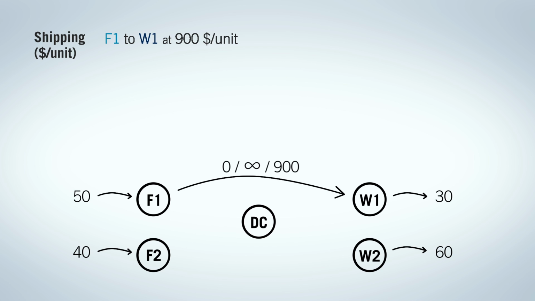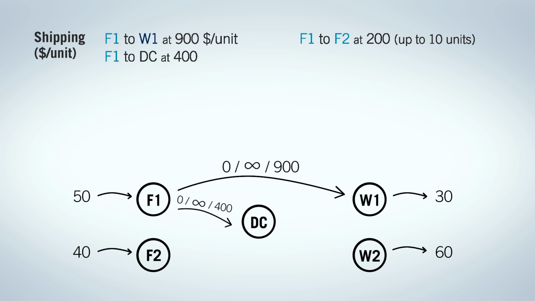So from F1, it costs $900 per unit to ship to W1, $400 per unit to ship to DC. So here we have 0, infinity, 400, and $200 per unit up to 10 units. So here we have an upper bound to ship to F2. So we can show this 0 and a maximum of 10, and it costs 200.